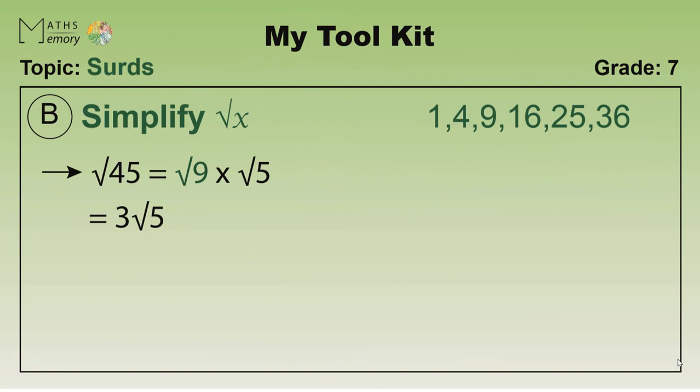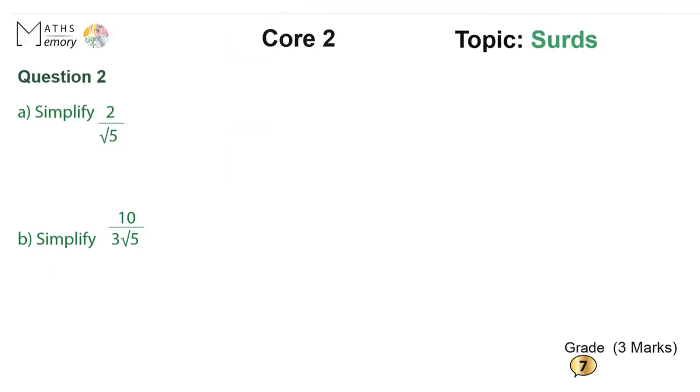So section B on Toolkit. Write this second subheading down, and it's called simplifying root x's. And remember to always list your square numbers, which are listed on the right in green, on the top right of the square. Press pause, please. Question 2, core 2. Press pause, write part A and B down, press play when you're ready.